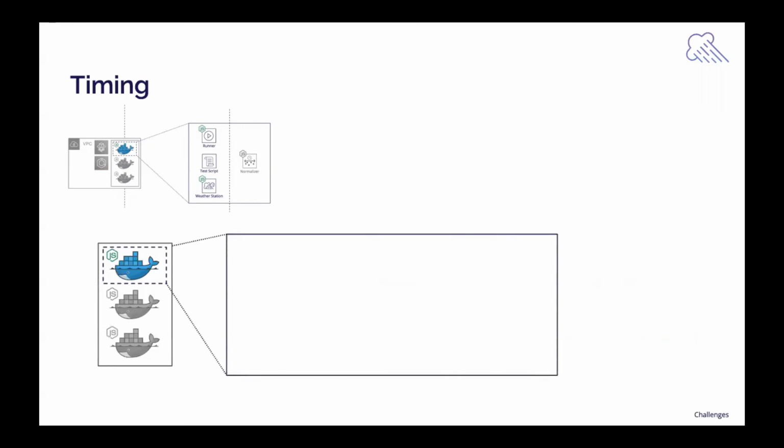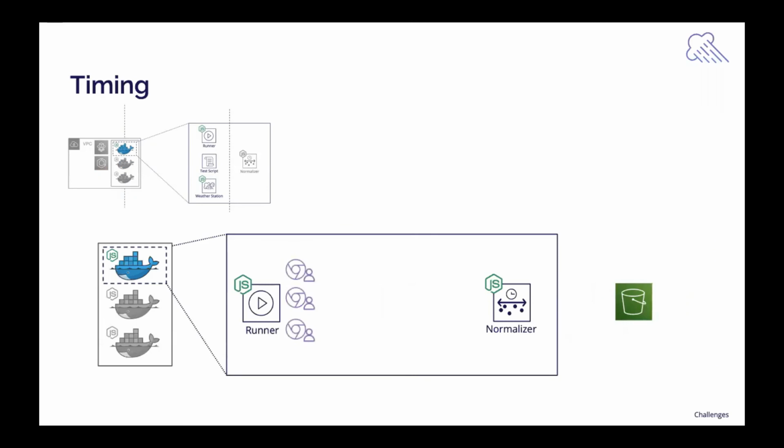Once all the containers are up and running, how do we coordinate the timing of data generation and processing? We have to carefully orchestrate our data pipeline to solve this second timing issue. As mentioned in the architecture session, inside each container, a runner script is responsible for generating headless Chrome instances with Puppeteer and running the test script to generate the data. That raw data needs to be normalized and then sent up to our S3 bucket.